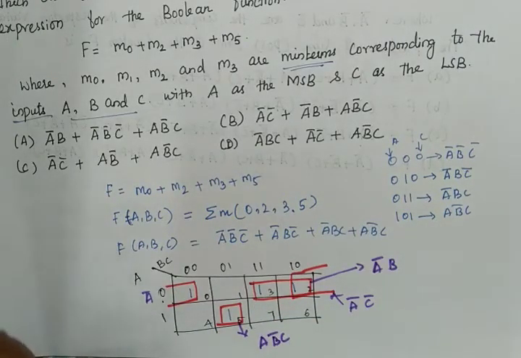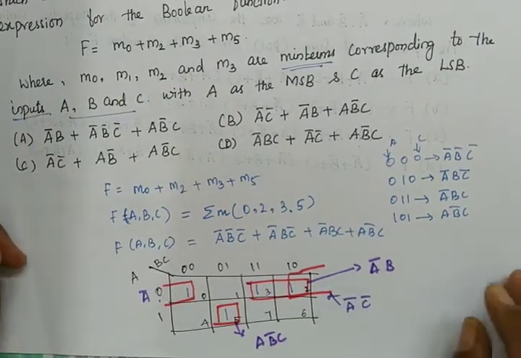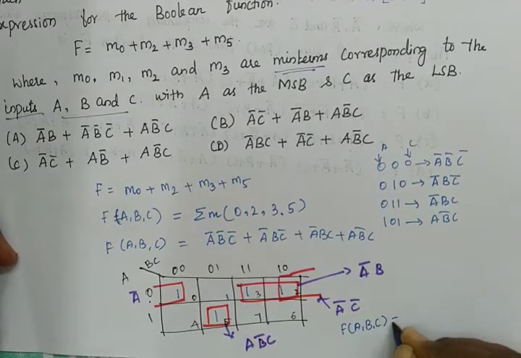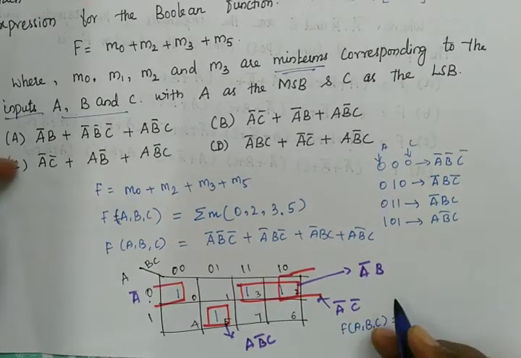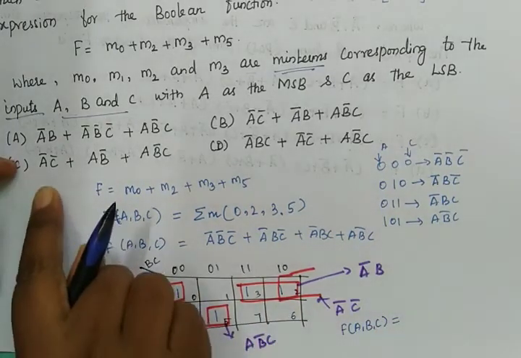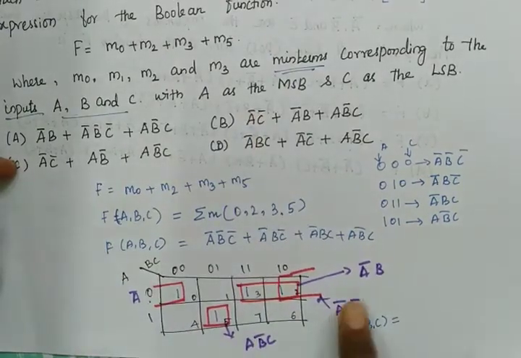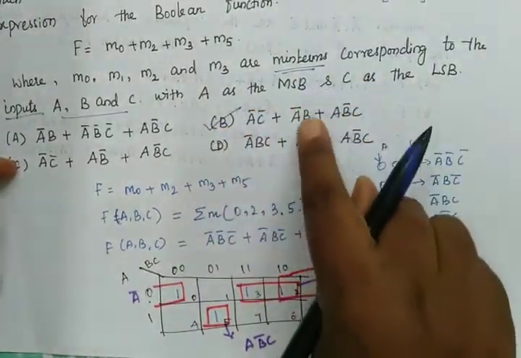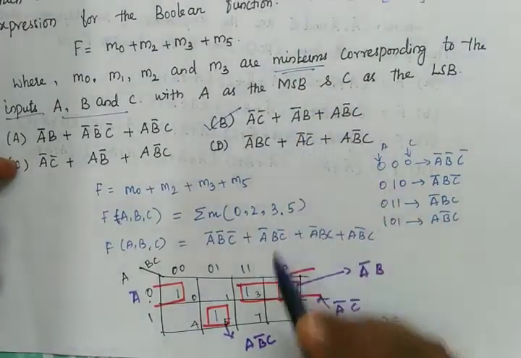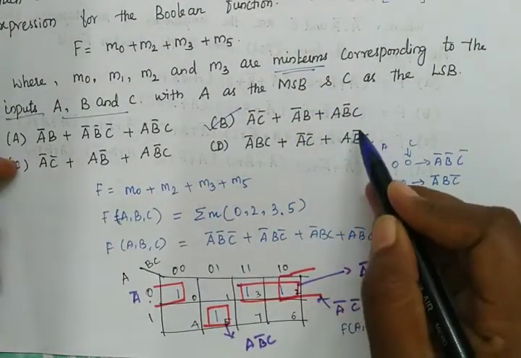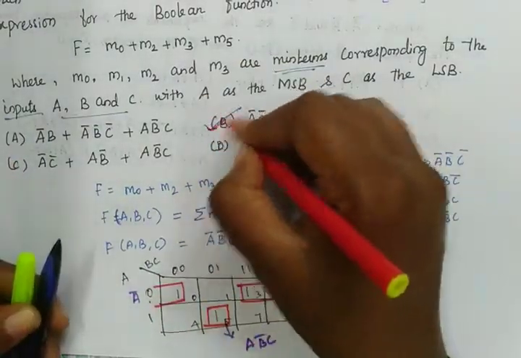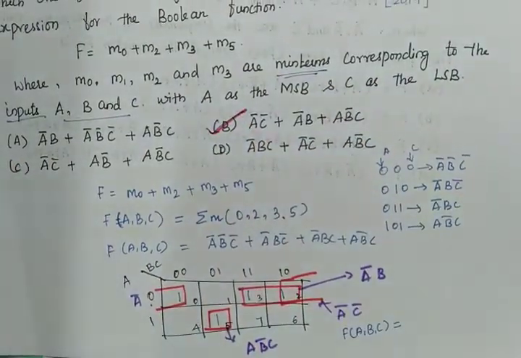Therefore, what is the answer for this? Y is equal to, that is f of A, B, C is equal to A bar, C bar. Let us check where is the answer. A bar, C bar, then plus A bar, B. So here we have A bar, C bar plus A bar, B plus A, B bar, C. So option B is the correct answer for this solution. Now let us move on to the next problem.